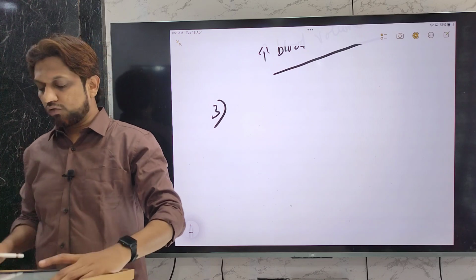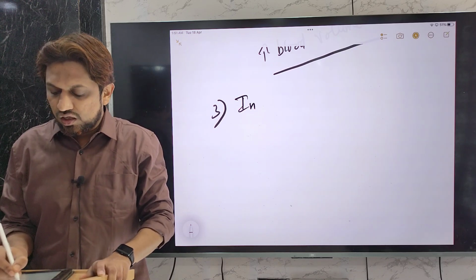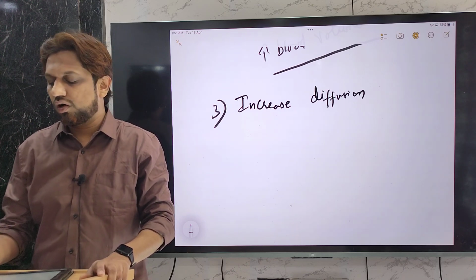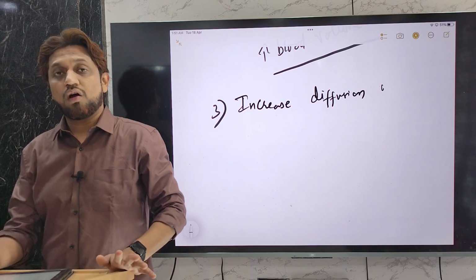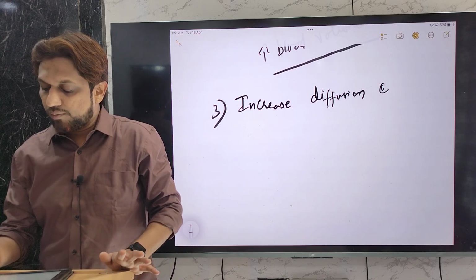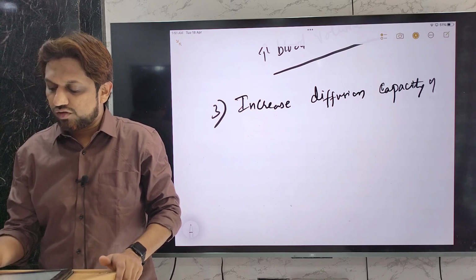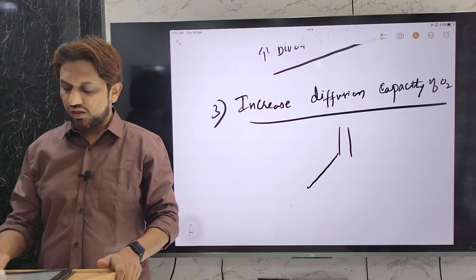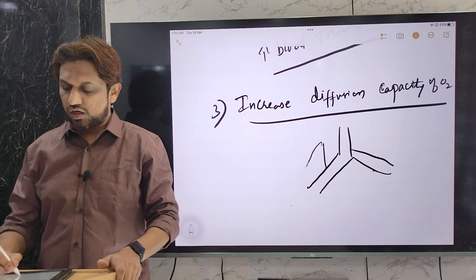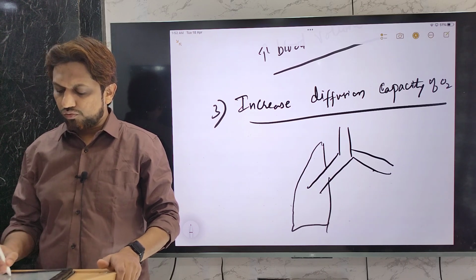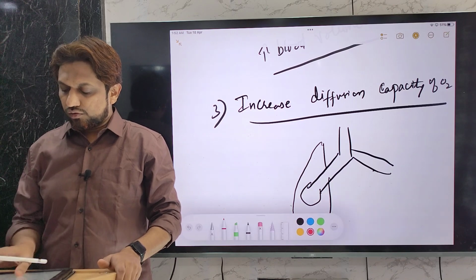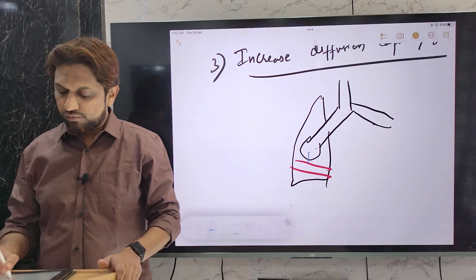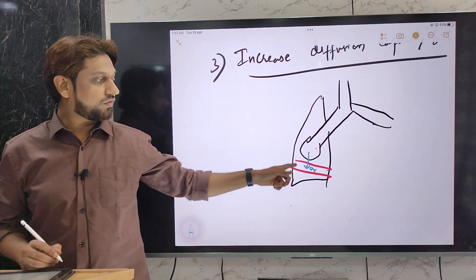Then thirdly, there is an increase in the diffusion capacity of oxygen across the respiratory membrane. What do we mean by this? Again I'll draw a rough diagram of the lungs to explain. You know, lungs and alveoli are there, and from this there is the pulmonary vasculature. Oxygen will come from the alveoli and get transported across the respiratory membrane.